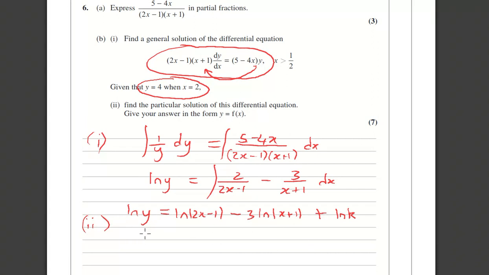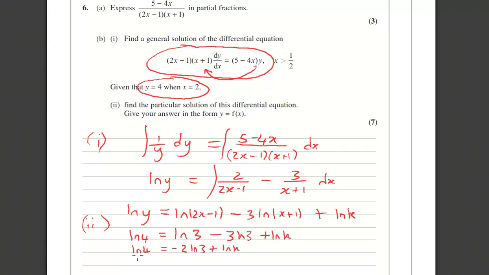We're going to plug in y is 4. So that's going to give me ln 4. On the right hand side, you're going to get ln 5. Oh, no, sorry, ln 3. Sorry, 2 times 2 minus 1 is too much for me today, obviously. Minus 3 ln 3 plus ln k. Ln 3 minus 3 ln 3 is minus 2 ln 3. So you get ln 4 equals minus 2 ln 3 plus ln k.